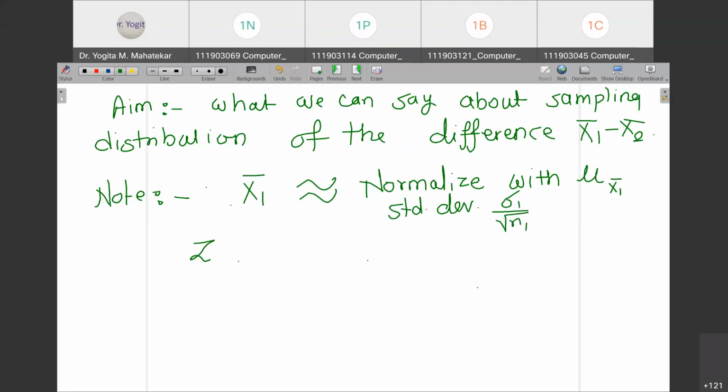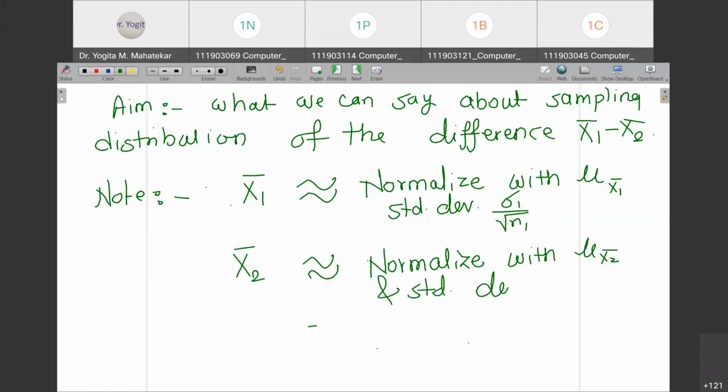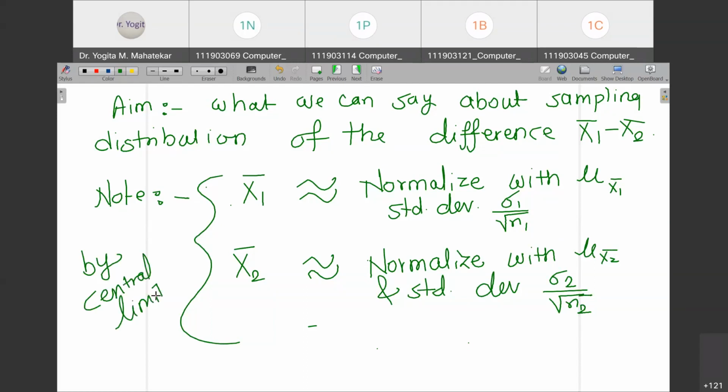Am I right? And the second sample that you have drawn from the second population has x2 bar as its mean. What will be the mean of x2 bar? We can normalize it with the mean mu x2 bar, and the standard deviation sigma 2, which is the standard deviation of the second population, divided by the square root of n2, the size of sample S2 from the second population. Is it understood why I can say this? This is by which theorem? This is by the central limit theorem. Am I right?